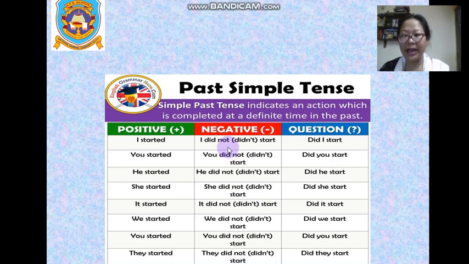Then if it is a negative sentence: I did not start, I did not eat, I did not sleep, I did not study. Okay, this is a negative sentence. You will add did not. And if it is a question, then did will take the first place, subject will take the second place, and the first form of verb. Did I start? Did I study? Did I sleep? Did you study? Okay, so this is how you will frame simple past tense sentences in positive, negative and interrogative forms.